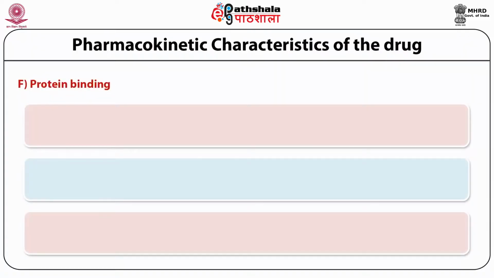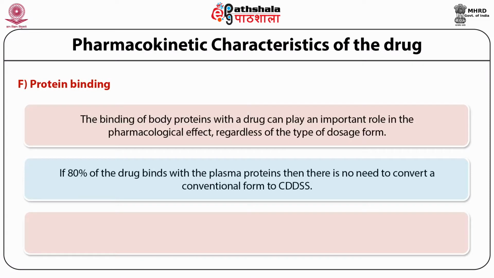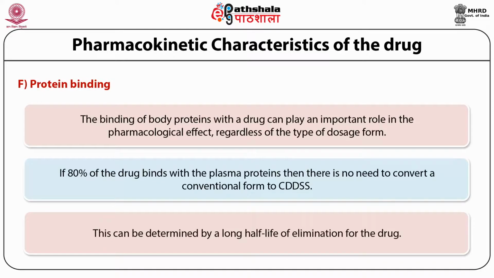Protein binding. The binding of body proteins with a drug can play an important role in the pharmacological effect regardless of the type of dosage form. If 80% of the drug binds with the plasma proteins, then there is no need to convert the conventional dosage form into a controlled drug delivery system. This can be very well determined by a long half-life of elimination for the drug.